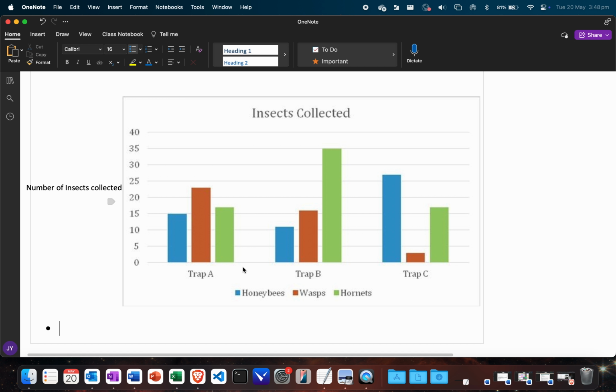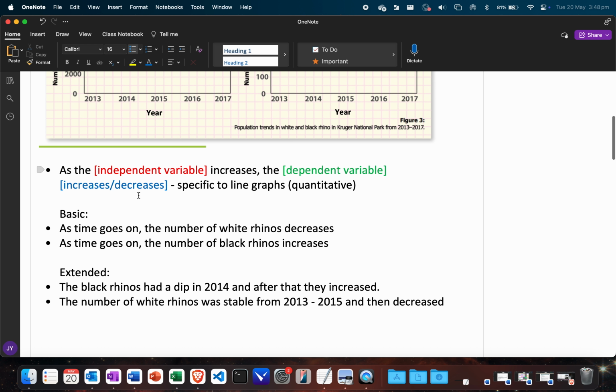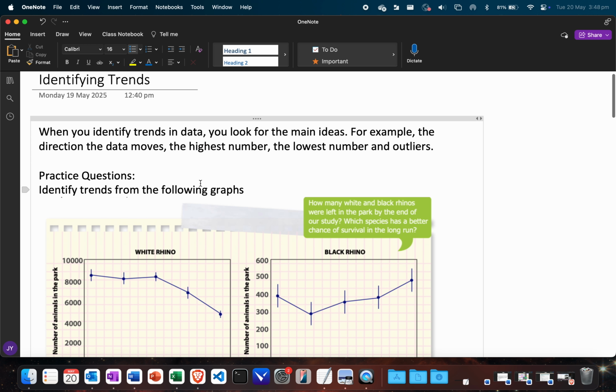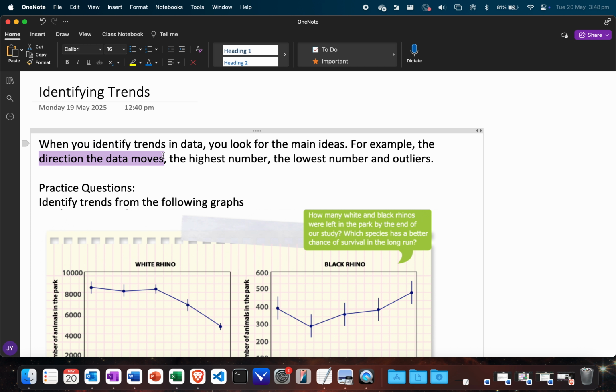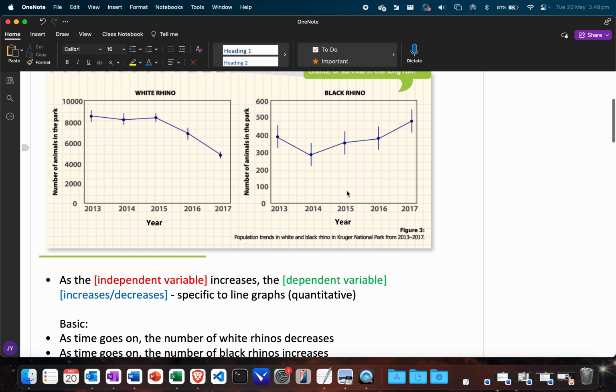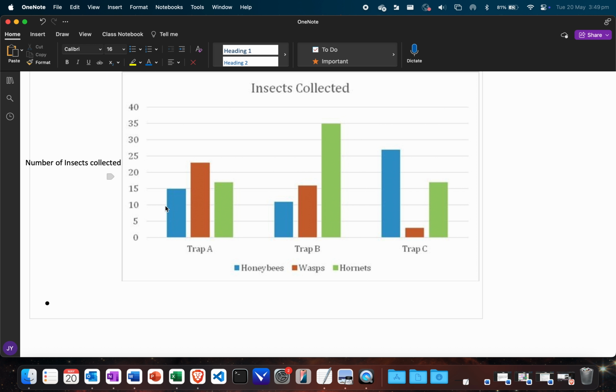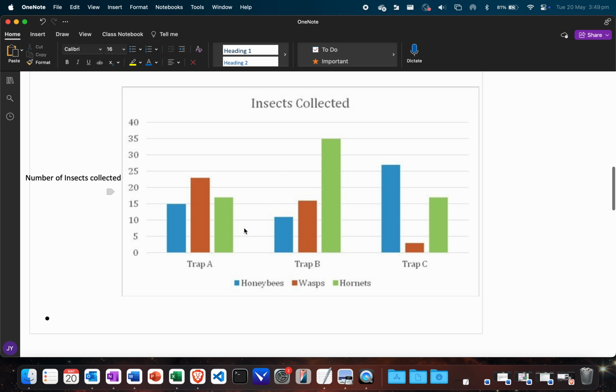What trends can I see? Well, because I don't have a line graph, I can't use my basic formula. I can't use that because that's not going to tell me anything. So I can't use the direction that the data moves. There is no direction because there are no numbers for the independent variable. Instead, maybe looking at the highest and the lowest numbers, or maybe some outliers, could be interesting. So, having a look at these different traps, I've got trap A, B, and C, and then different kinds of insects that they have collected.